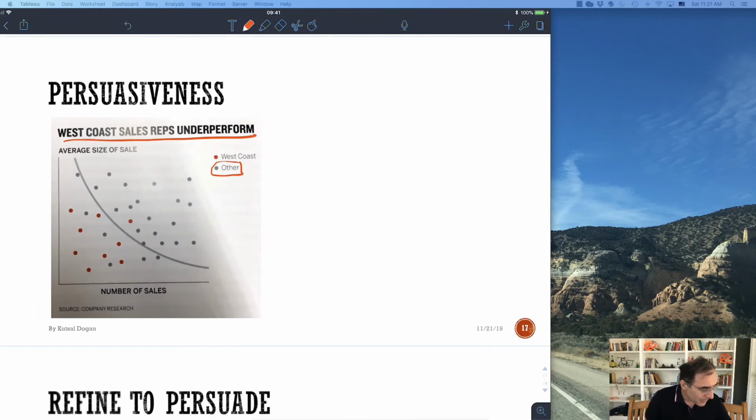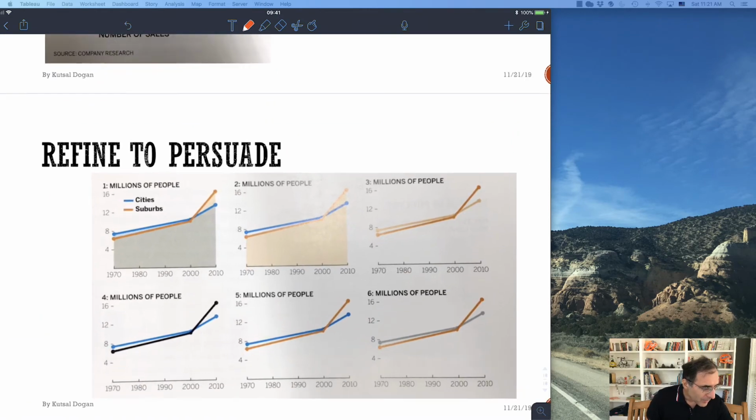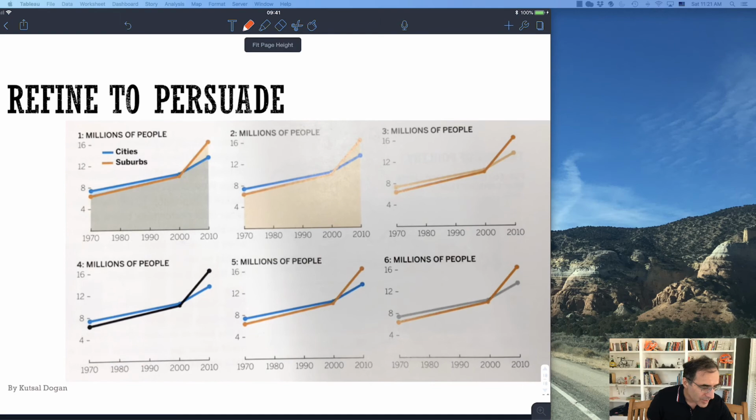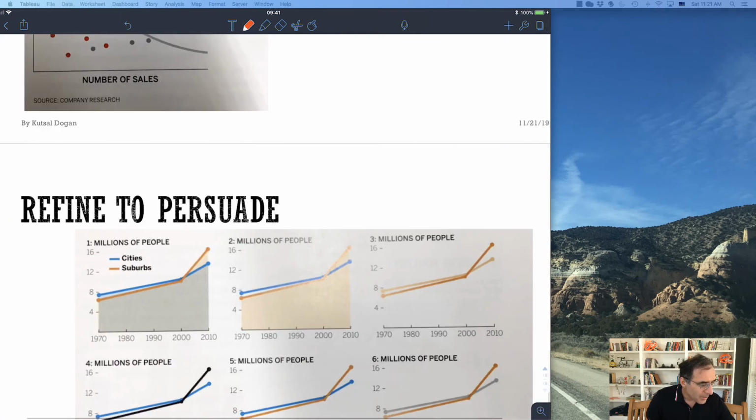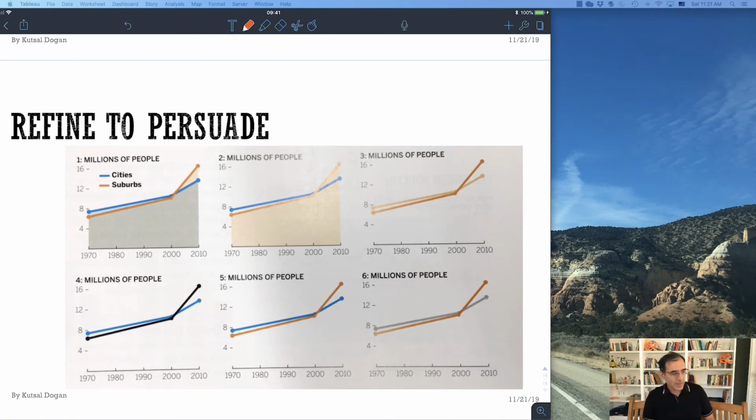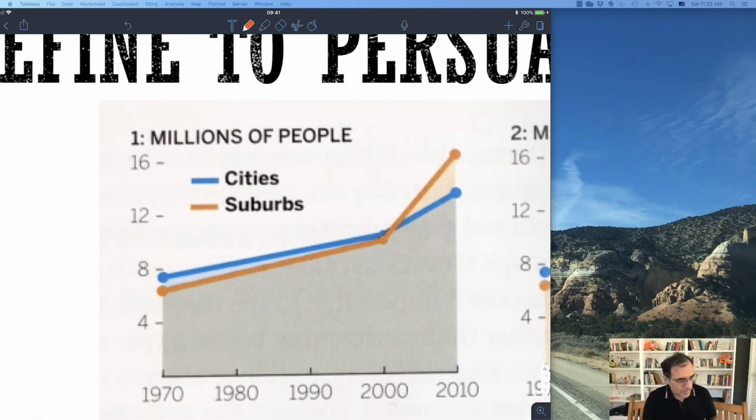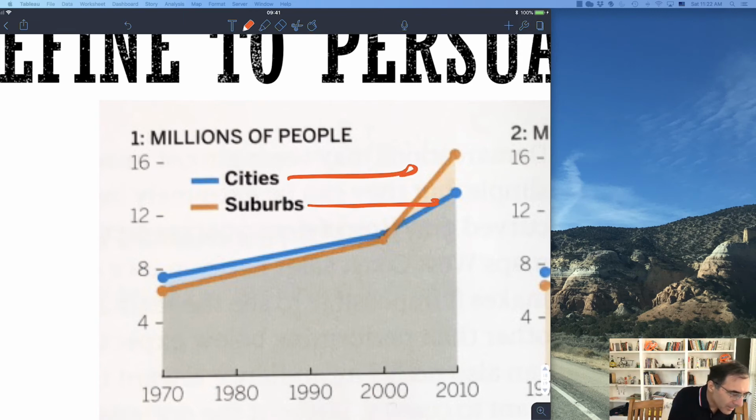All right. So the final thing I want to talk about here is that this is not going to be done in one step. What you need to do is refine to persuade. If you look at this chart, it shows the number of people living in cities and suburbs. This is the original chart. We start from this chart. It's hard to tell what is going on, which one is suburbs. There's eye travel back and forth.